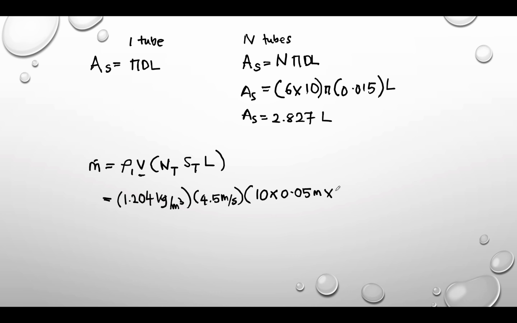Times L, length. Length has not been given, therefore it will remain unknown. Like I said before, if you want to assume 1 meter, then it's up to you. So your mass flow rate equation becomes 2.709 L. Okay, that is your mass flow rate.